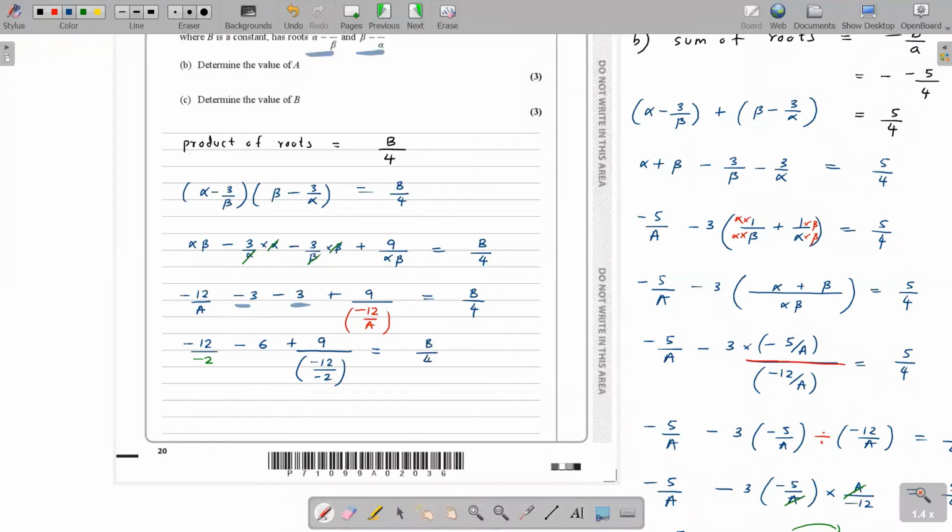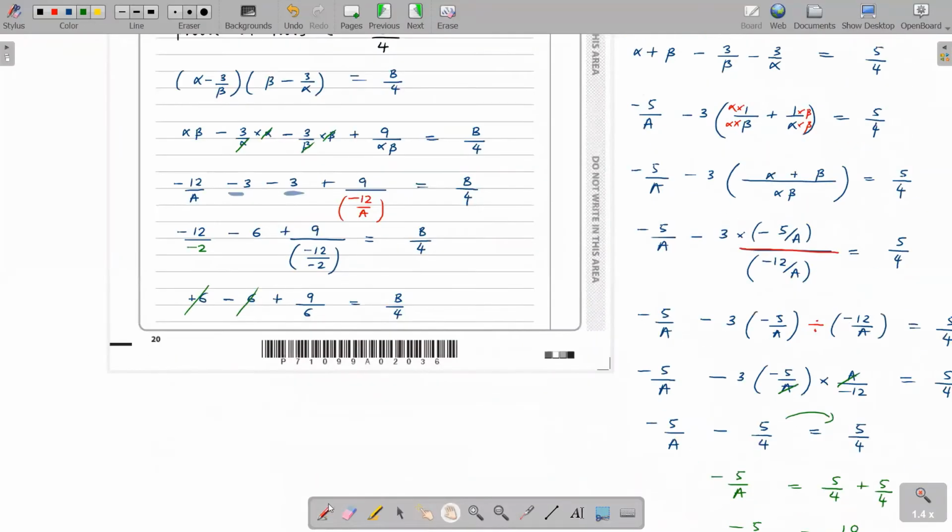Equal B over 4. Can you all tell me what I get here? Minus 12 divided by minus 2 is plus 6. And here you get minus 6. What's the value here? Minus 12 divided by minus 2 is plus 6, right? Are you with me? So here the plus 6 minus 6 will cancel out. And I get here 9 over 6 equals B over 4. What do we get for B here?